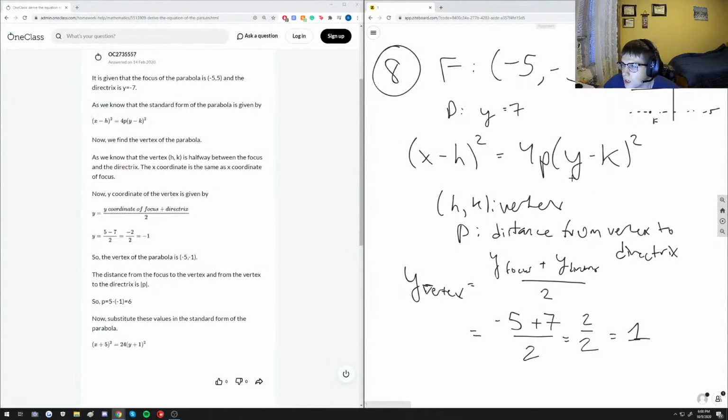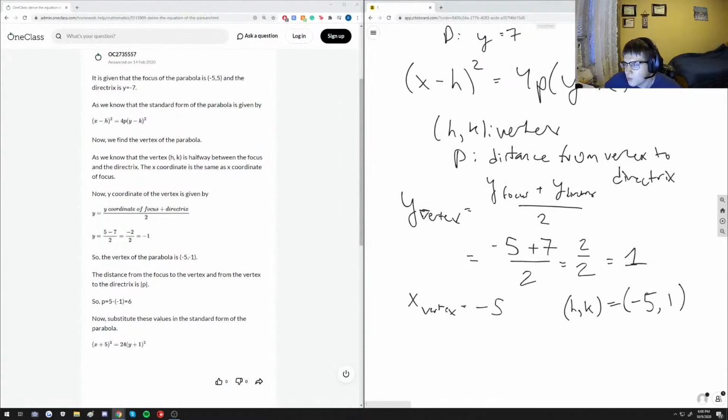Afterwards, we can already find the x coordinate of our vertex, and that's the same as the x coordinate of the focus, because they have to line up, as in this diagram. So the x coordinate of our vertex is going to be -5. So our (h, k) is just going to be (-5, 1).